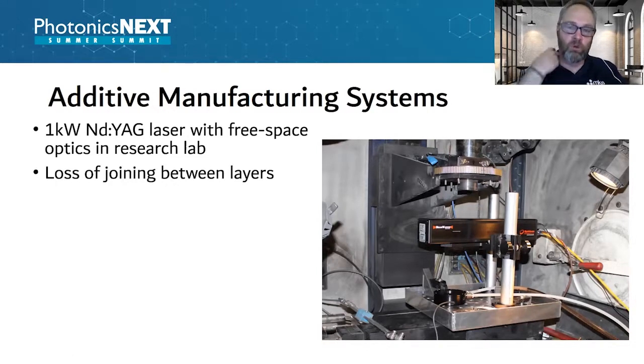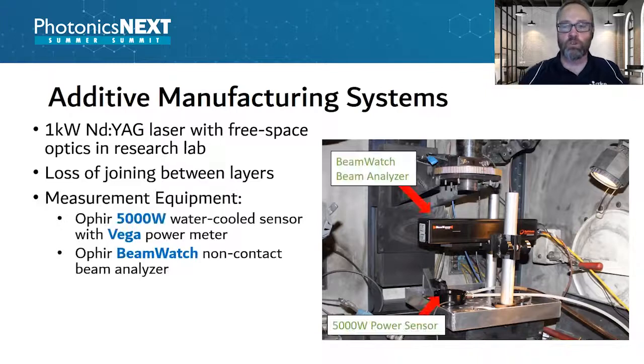And what they were experiencing was a loss of joining between layers. So the first few layers, or the first part of the layer, would join fine, and then towards the end of that laser process, the scan of that particular layer, they would lose penetration. They were experiencing some holes and some just general lack of joining. And so they called us in to see what was going on.